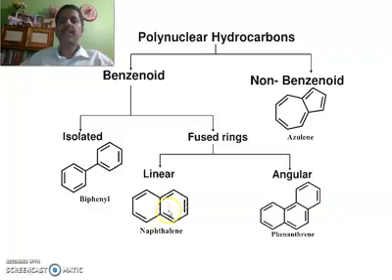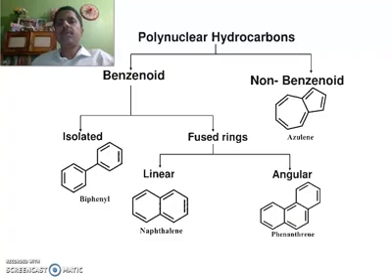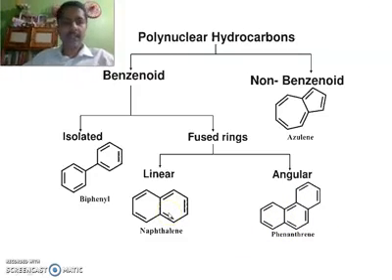They are generally naphthalene, anthracene, and phenanthrene. If the two rings are linearly attached or fused, then it will be known as linear. And if they are not linearly attached but attached via an angle, here you can see this is an angle here, this type of fused ring system will be known as angular fused ring polynuclear hydrocarbon. So this is the example of phenanthrene. But today in this class we will be restricted to naphthalene.